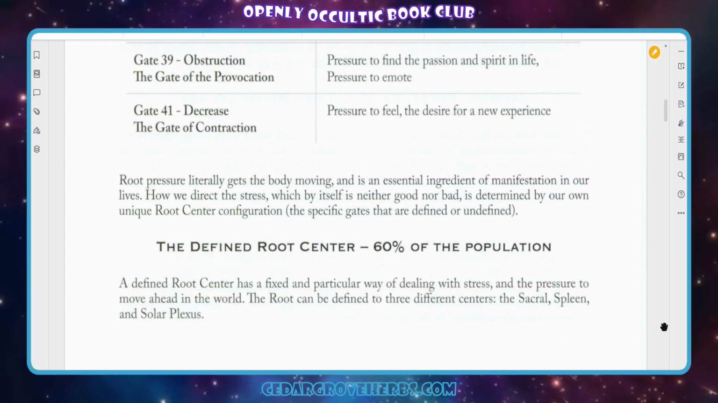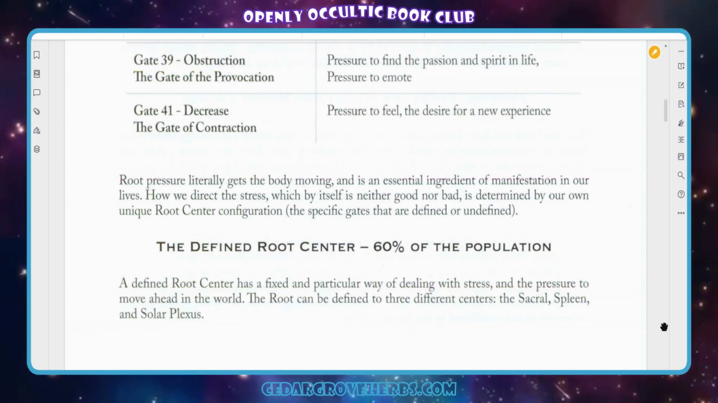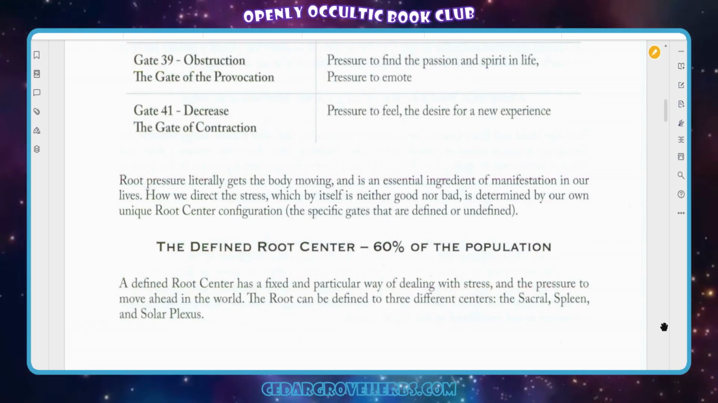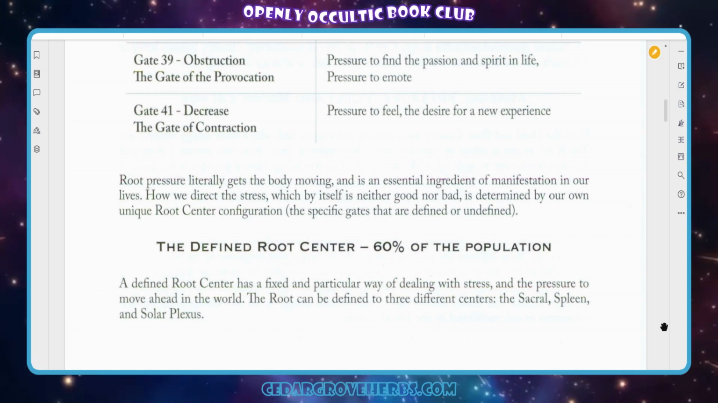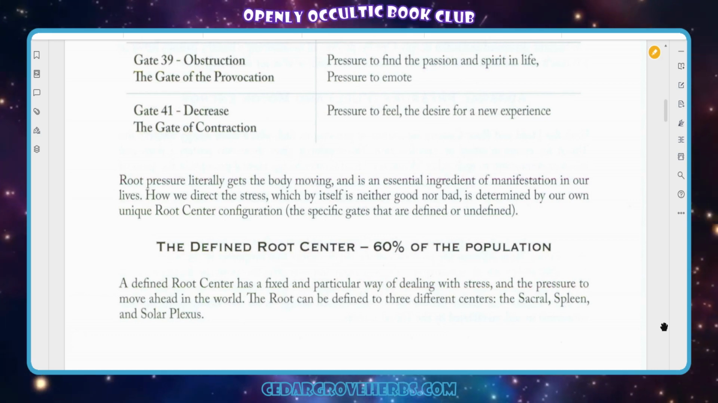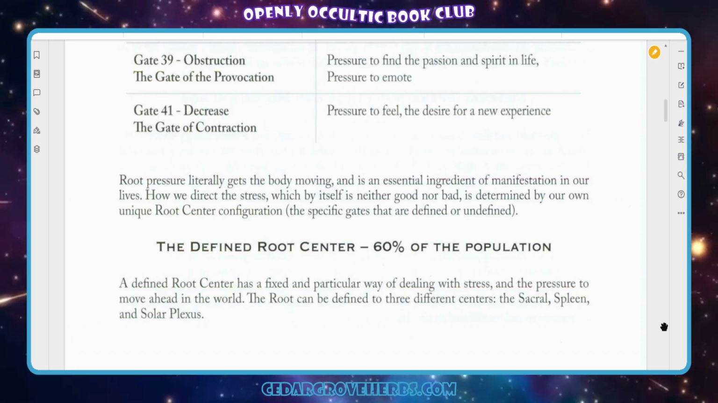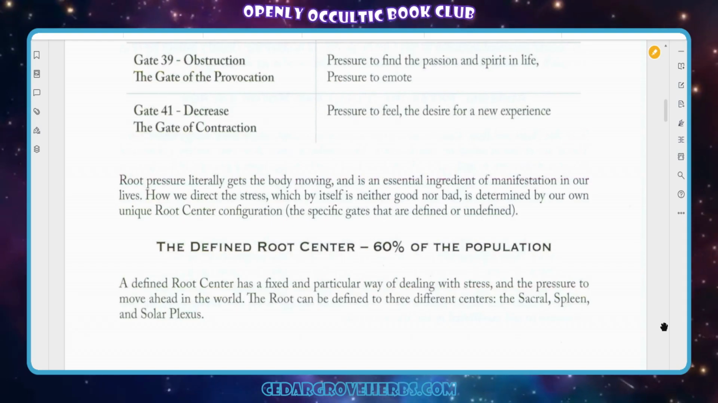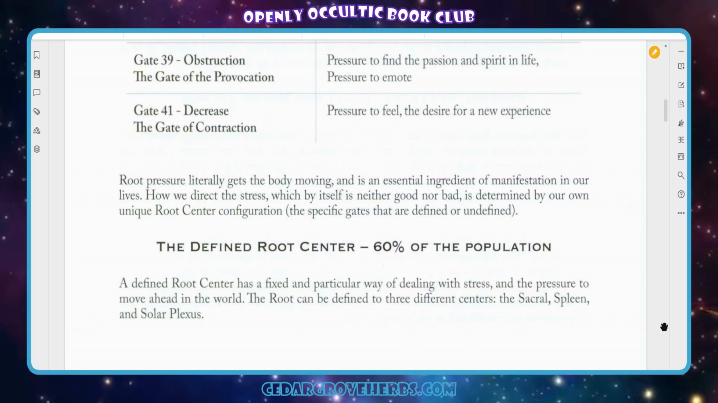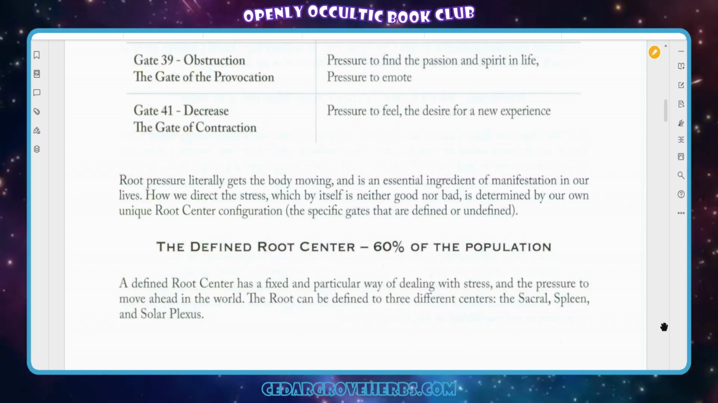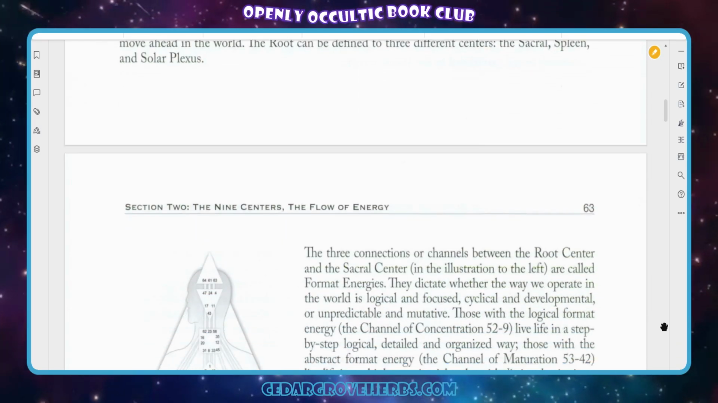How we direct the stress, which by itself is neither good nor bad, is determined by our own unique root center configuration, or the specific gates that are defined or undefined in your root center. The defined root center, 60% of the population. A defined root center has a fixed and particular way of dealing with stress and the pressure to move ahead in the world. The root can be defined to 3 different centers: the sacral, the spleen, and the solar plexus, right?